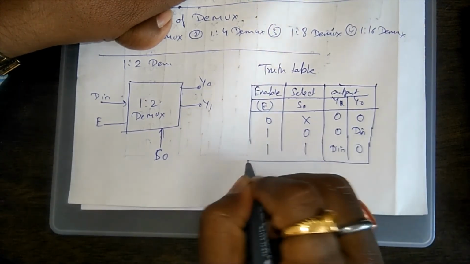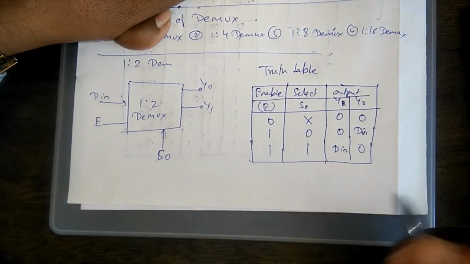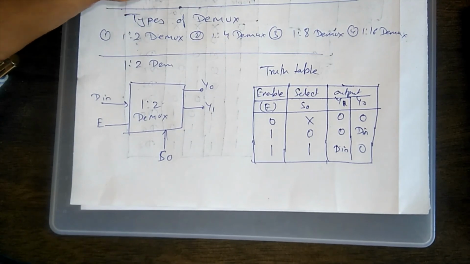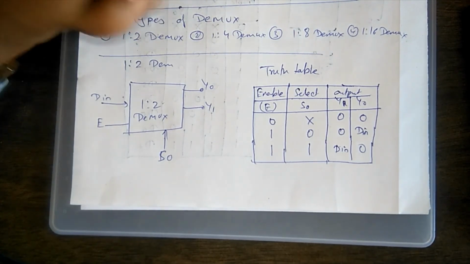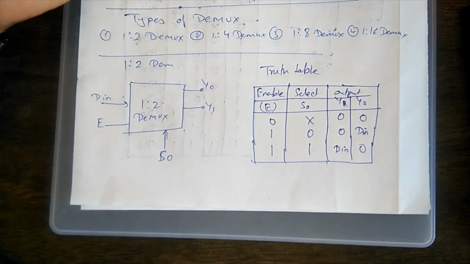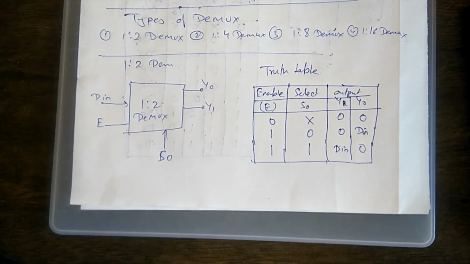Okay, so this is the truth table of 1:2 demux. So in this way we can do 1:4, 1:8 and even 1:16. Okay, we do not have demux tree or mux tree in your course, so here we can declare that our unit 2 is finished. Okay, so thank you.